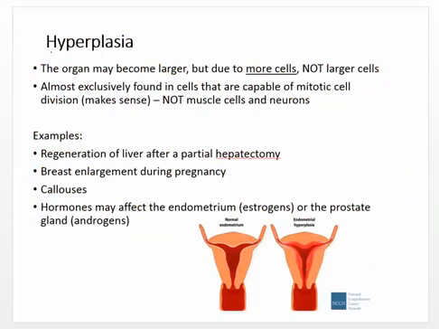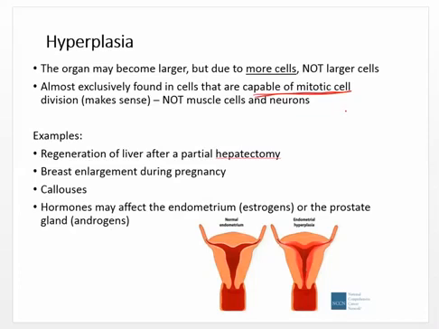Okay, so first of all, hyperplasia, the organ may become larger, but it's due to more cells, not larger cells, as you would see in hypertrophy. It's almost exclusively found in cells that are capable of mitotic cell division. Well, this just makes sense. If the cell can't divide, well, then you're not going to have hyperplasia.